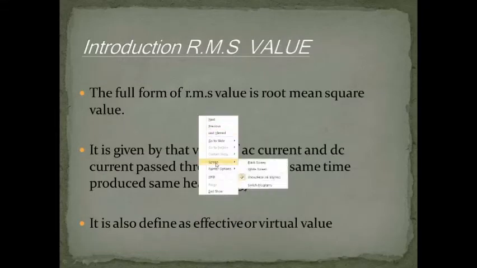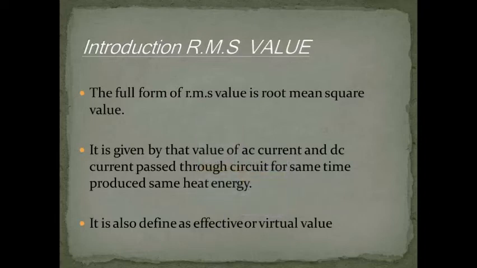So the basic definition of RMS value is: the value of AC current and DC current that, passed through a circuit for the same time, produce the same amount of heat energy. Now we will see the pictorial representation. Let us consider an AC circuit with the magnitude voltage Vs, giving the supply to the resistor. Alongside, a DC circuit.